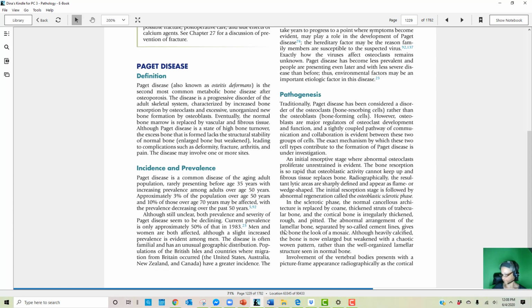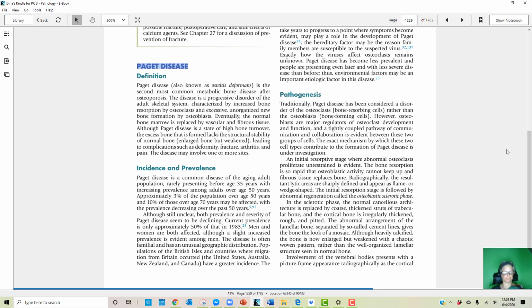Paget disease definition. Paget disease, also known as osteitis deformans, is the second most common metabolic bone disease after osteoporosis. The disease is a progressive disorder of the adult skeletal system, characterized by increased bone resorption by osteoclasts and excessive, unorganized new bone formation by osteoblasts. Eventually, the normal bone marrow is replaced by vascular and fibrous tissue. Although Paget disease is a state of high bone turnover, the excess bone that is formed lacks the structural stability of normal bone, enlarged bone but weakened, leading to complications such as deformity, fracture, arthritis, and pain.